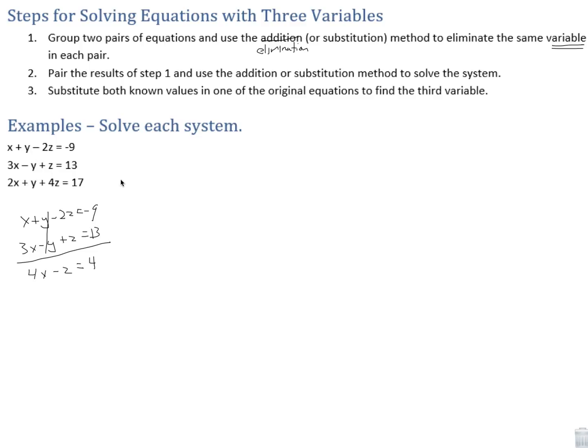Now, how can I eliminate y again? Well, I could use the first and third equation and subtract, or actually the second and third is going to work well because we have a negative and a positive. So I'm going to write 3x minus y plus z equals 13, the second equation, and then the third equation.